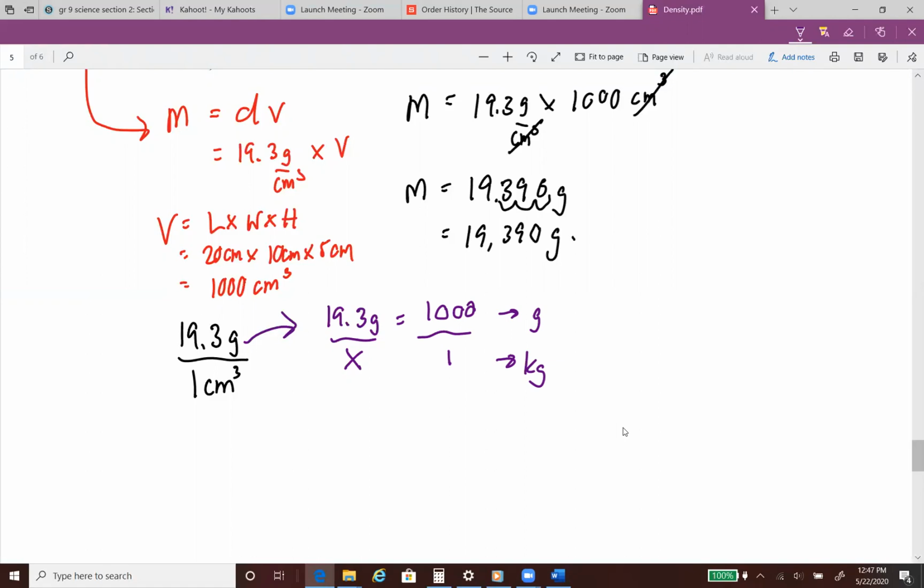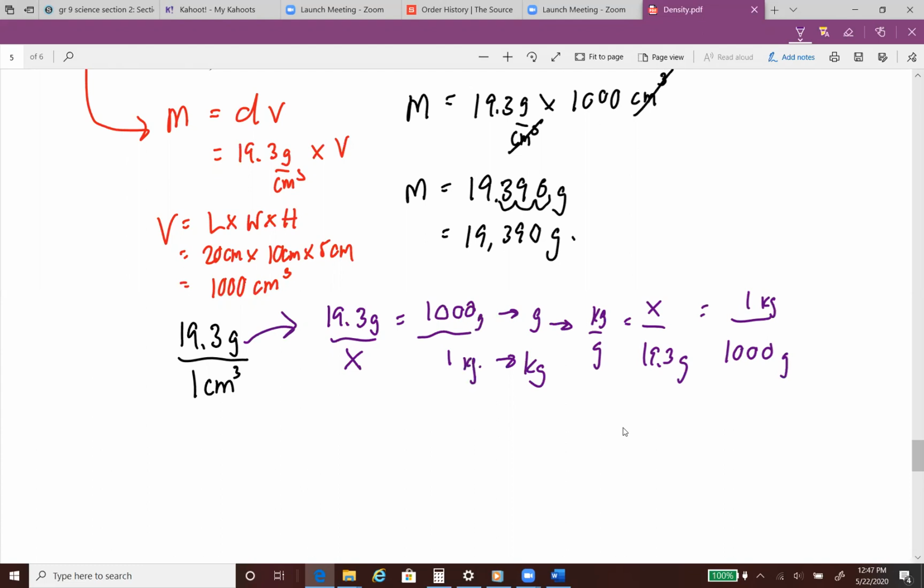If you remember, you could actually just flip those two sides upside down and do kilograms over grams. That would give you x over 19.3 grams equals 1 over 1,000, so 1 kilogram over 1,000 grams. I forgot to put the unit in here.